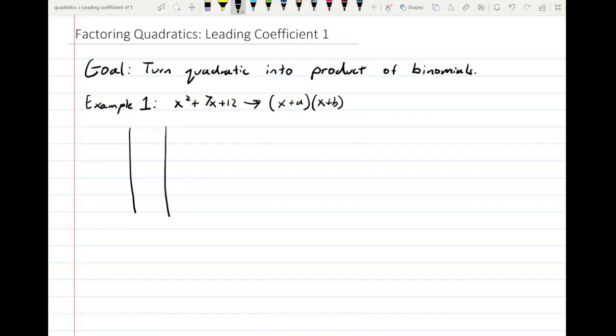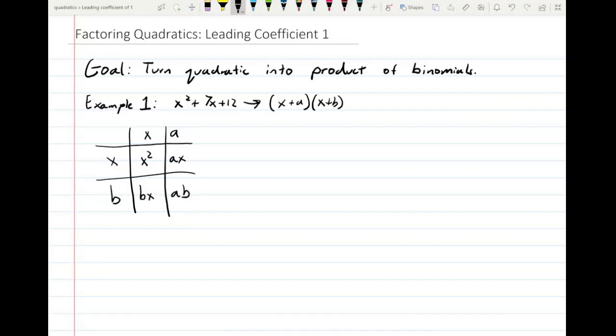in a table. So here we'll have x plus a times x plus b. We're going to multiply these two by multiplying each column by each row. So x times x, or x squared. We've got a times x, or ax. We have b times x, or bx. And we have a times b, or ab.